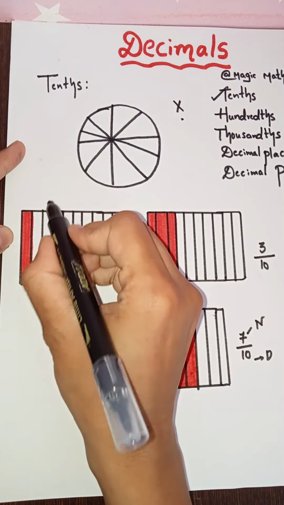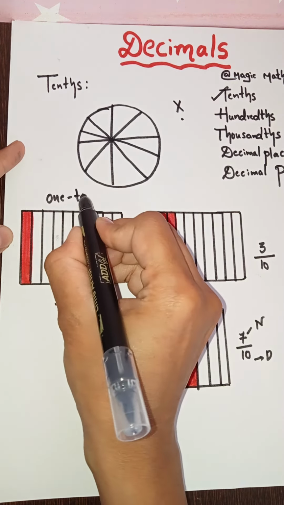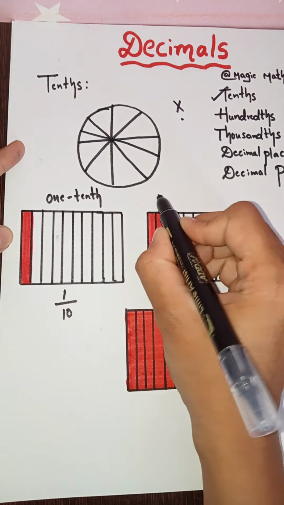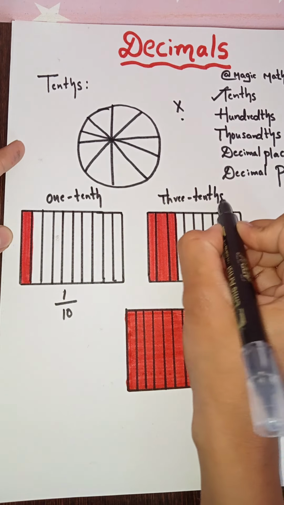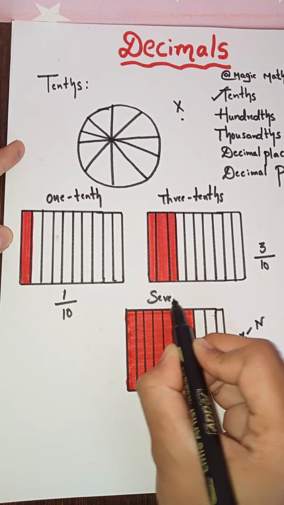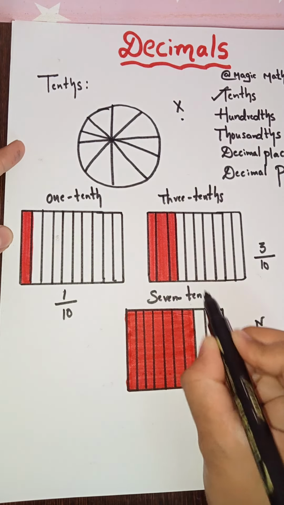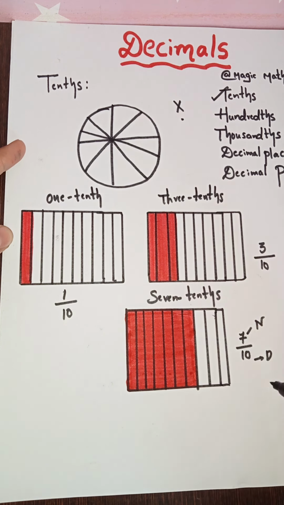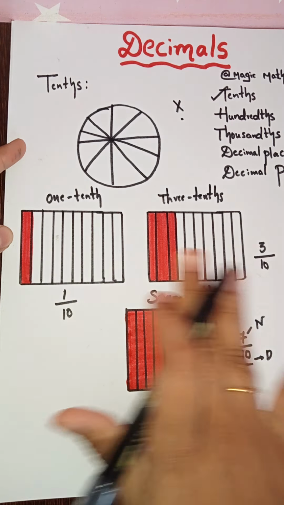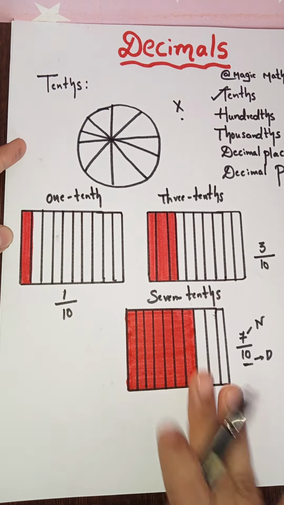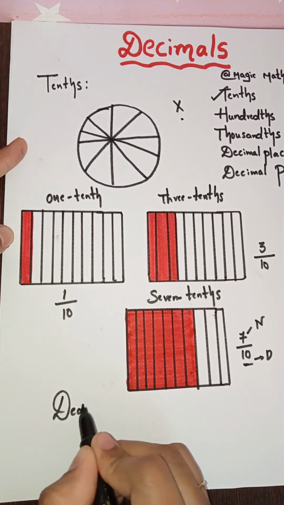So this is 1/10, 3/10, and 7/10. Here the denominator of all these fractions is 10. These are a special type of fraction called decimal fractions.